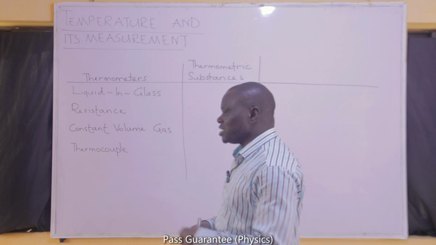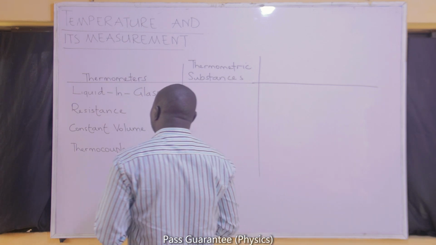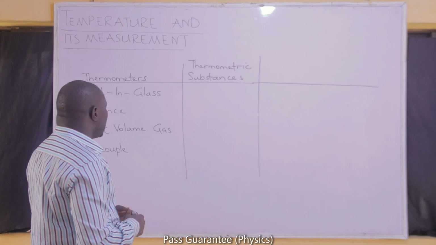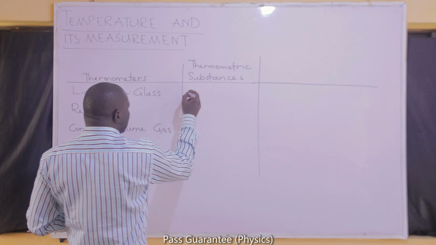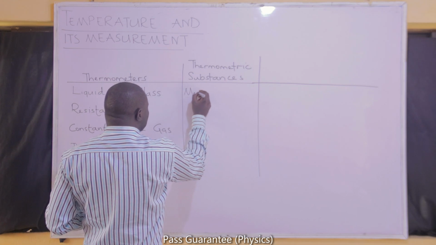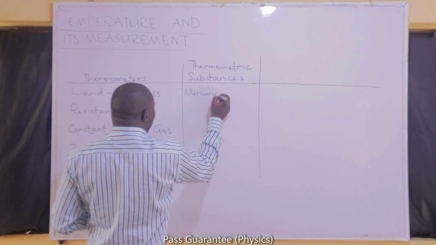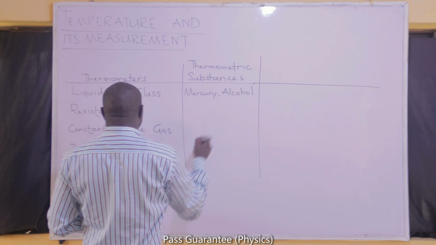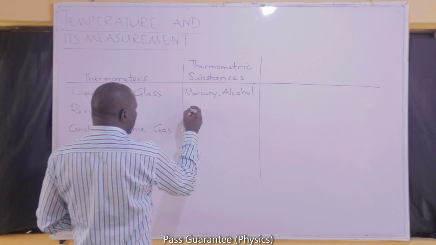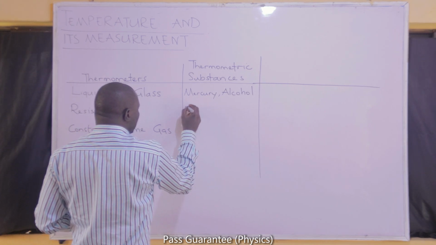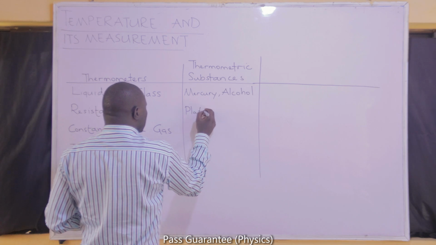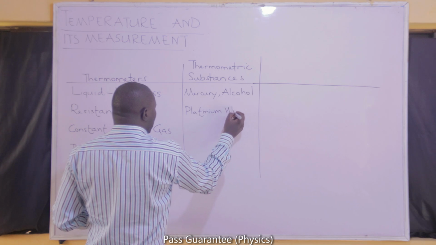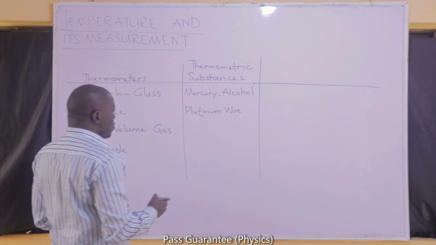For liquid in glass, there's a particular liquid inside the glass whose expansion helps us to measure the temperature. The liquid can either be mercury or alcohol. For a resistance thermometer, we simply use a wire. It can be a platinum wire, or any other metallic wire.